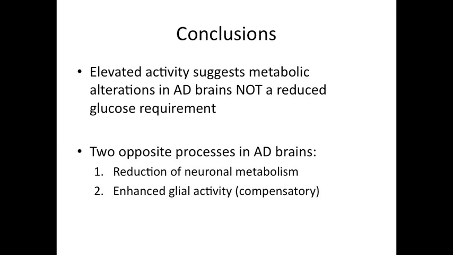From these findings, researchers suggested that the elevated enzymatic activity suggests a metabolic alteration hindering glucose consumption, not a reduced need. Mechanistically, this suggested the lack of neurons doesn't cause the reduction, but rather the impairment of neuronal glucose consumption by astrocytes. In summary, researchers found that two significant yet opposing processes occur in these brains, one being a reduction in neuronal glucose metabolism, the other an enhanced glial activity, which may be compensation in providing alternative fuels to neurons.